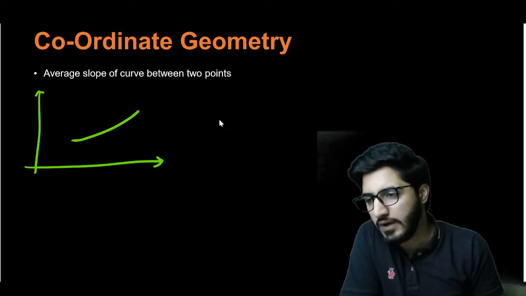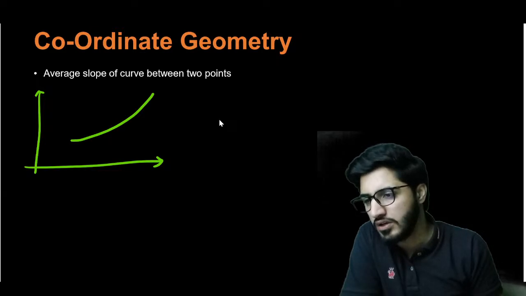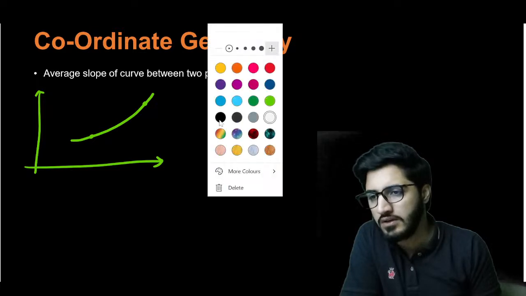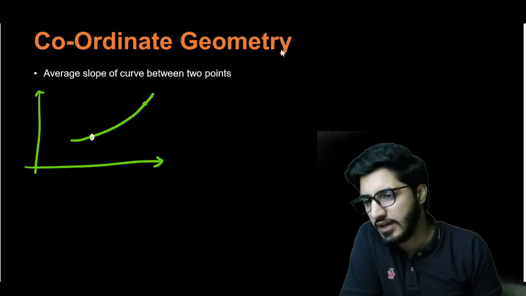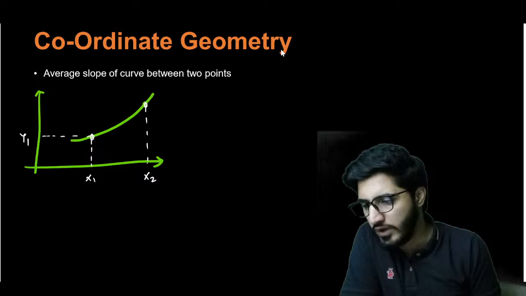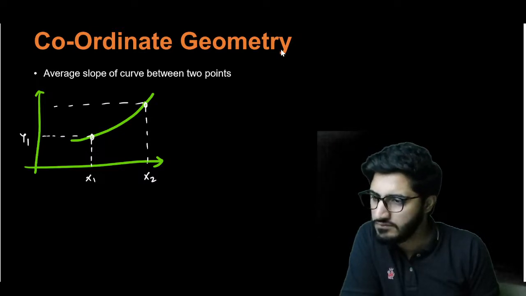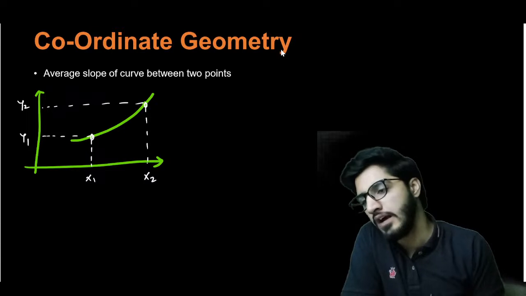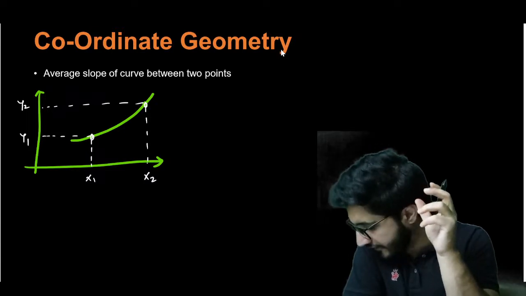So if we are having a slope like this, take 2 points, 1 point here and 1 point here. My first point is here and second point is here. So let us suppose this one is at x1, this one is x2, this one is at y1, and this at y2. We know that at each and every point we are having different slopes.